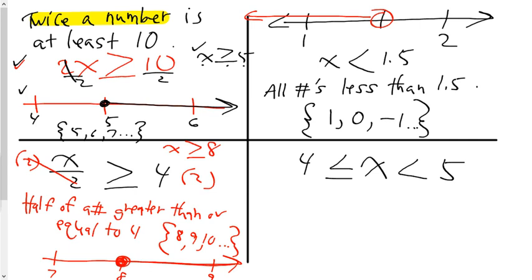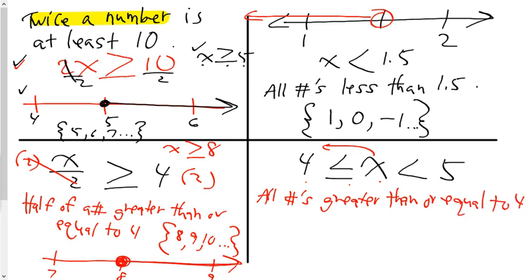And finally, our last question is a double boundary. When we read it and write it as a sentence, it's a little tricky. I have to read it this way first. So when I read it, I say all numbers greater than or equal to 4. And then I'm going to use this but, because now I have to read it this way. All numbers less than 5.